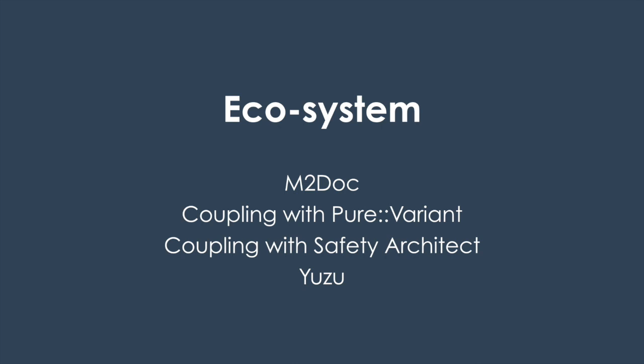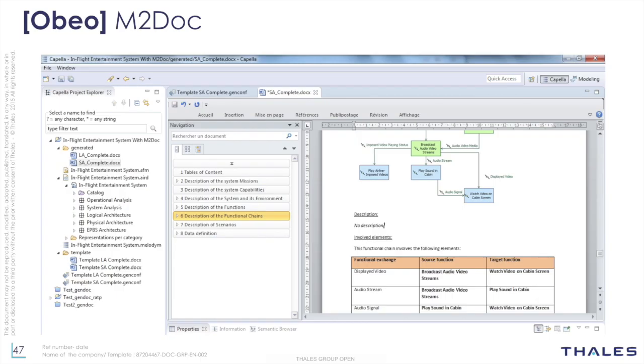The ecosystem is significantly growing, and I'm going to talk about 4 add-ons or 4 couplings around Capella that make it more useful. And the first one is documentation generation with this open source add-on M2Doc developed by Obeo. This M2Doc add-on allows you to specify templates for documentation generation based on models. So within your Eclipse environment, you see your Word templates, and here we see the result of a documentation generation.